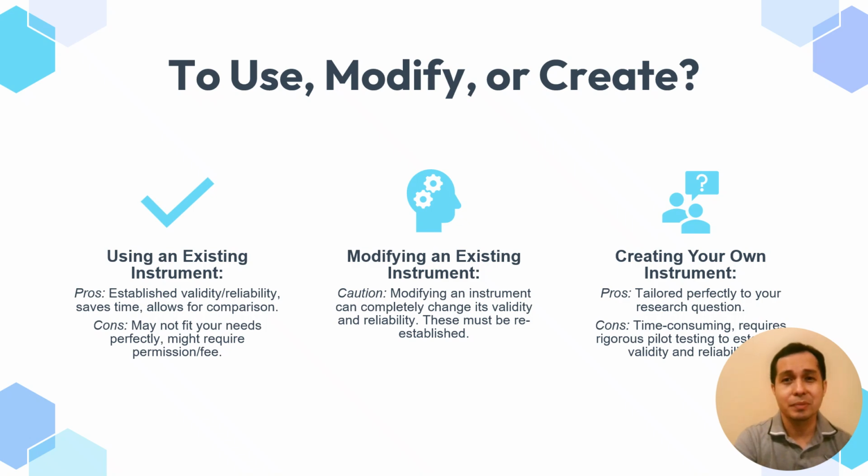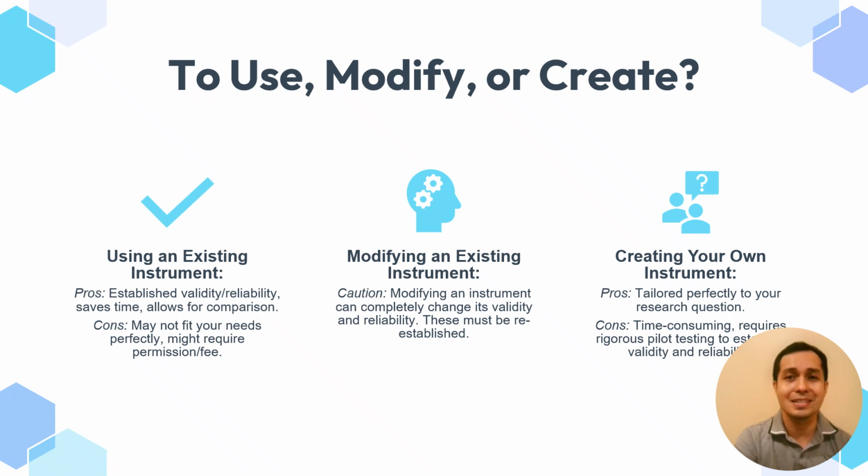When you need an instrument, you have three main paths. First, using an existing instrument. This is often the best first step. The pros are huge. The instrument likely has established validity and reliability. It saves you time, and it allows you to compare your results with other studies. The con is that it might not be a perfect fit in your specific context.